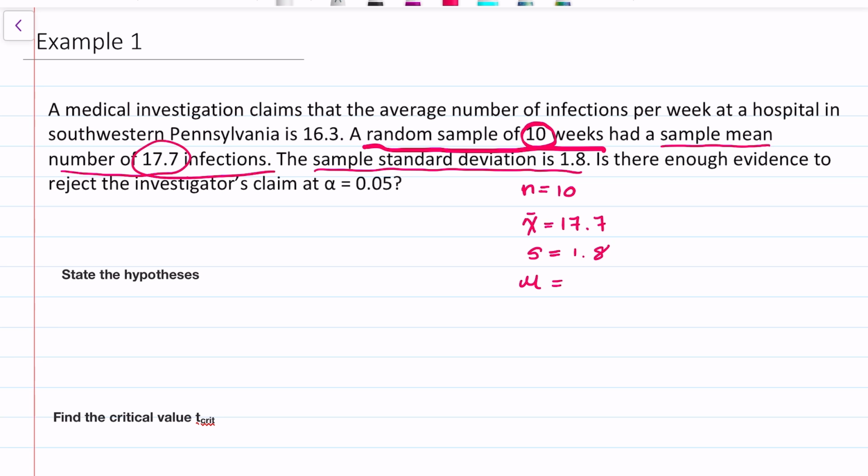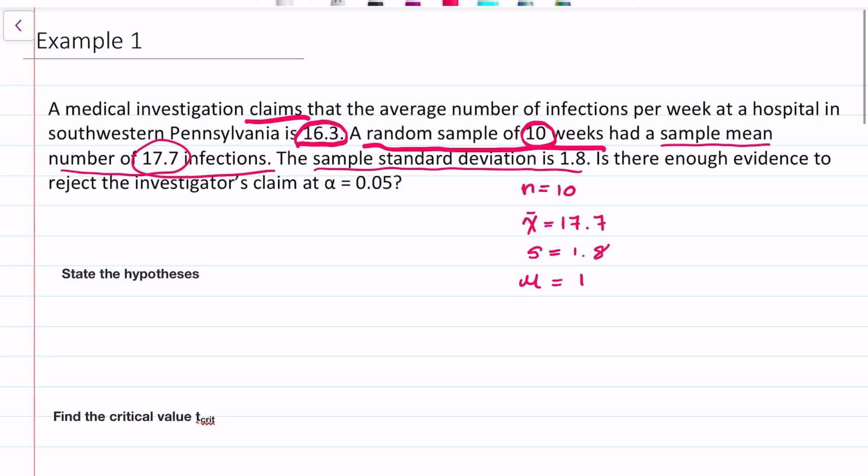So the keywords for this are going to be all, historically, previous research. So here we know that they claim. Claim is also kind of a good keyword to look for the whatever the parameter is going to be, which in this case is the population mean, 16.3. My alpha is going to be 0.05.